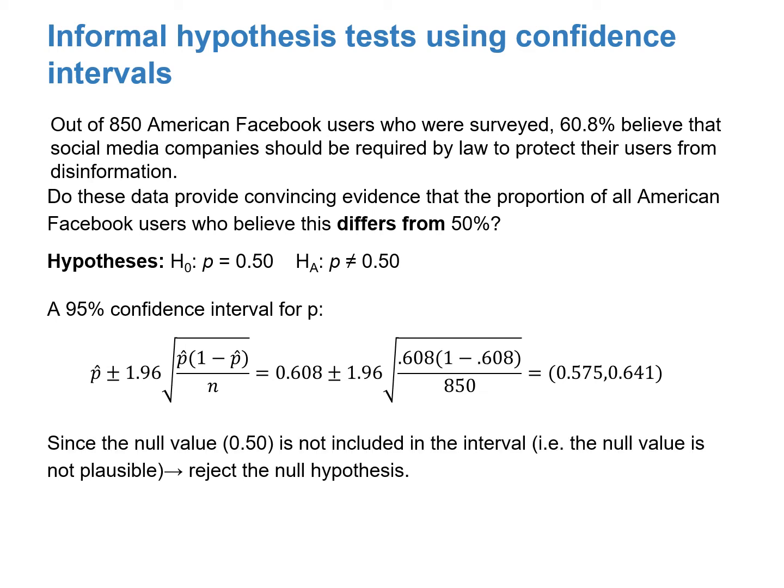Now, since 0.5 is not included in the confidence interval, it's not plausible based on this confidence interval that the proportion is equal to 0.5, and we will reject the null hypothesis. And remember that when we did our formal hypothesis test, we in fact found an extremely tiny p-value, indicating very, very strong evidence against the null hypothesis, and we rejected the null hypothesis and concluded that the proportion of Americans who believe this is more than half. So the conclusion from our informal test with the confidence interval matches the conclusion that we drew from our formal test.